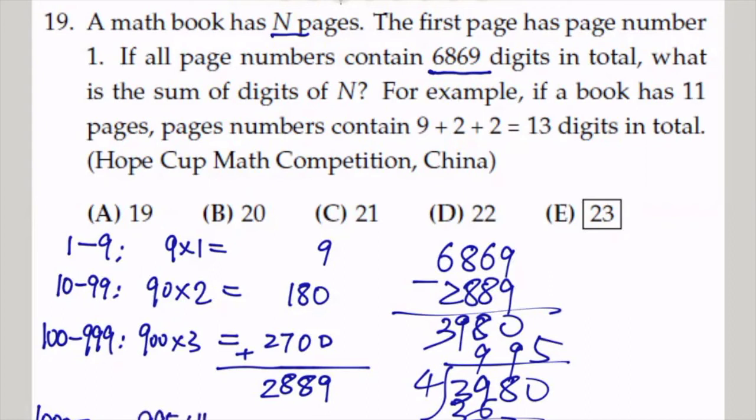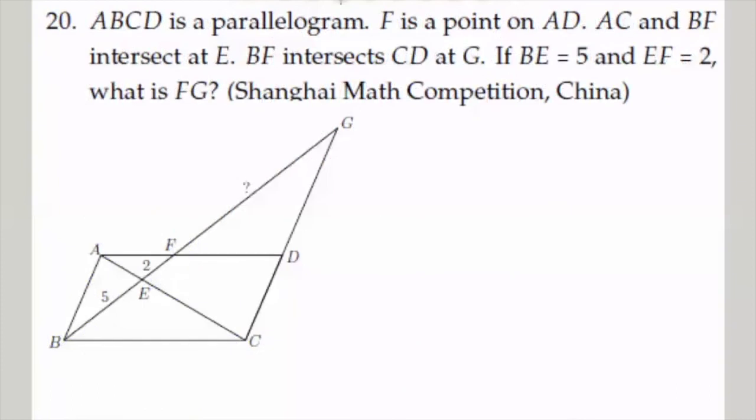Each has 4 digits. That would give us 3980, right? So starting from 1000, we need until page 1994. Thus, n is 1994. We are looking at the sum of the digits, which is 1 plus 9 plus 9 plus 4, which is 23.